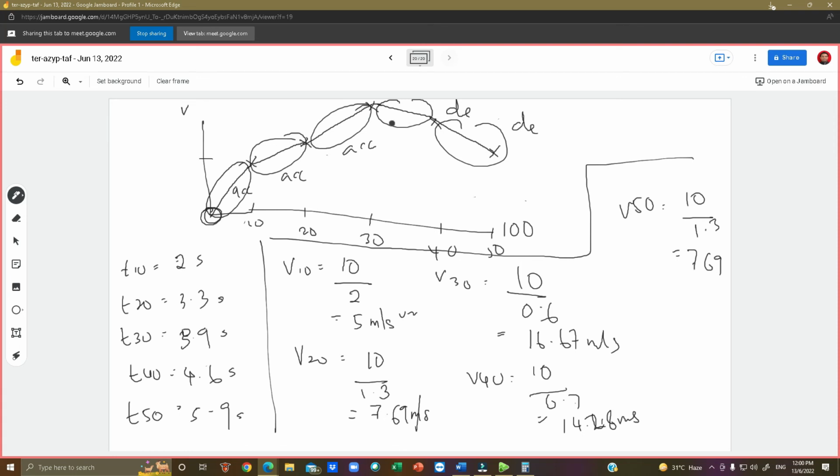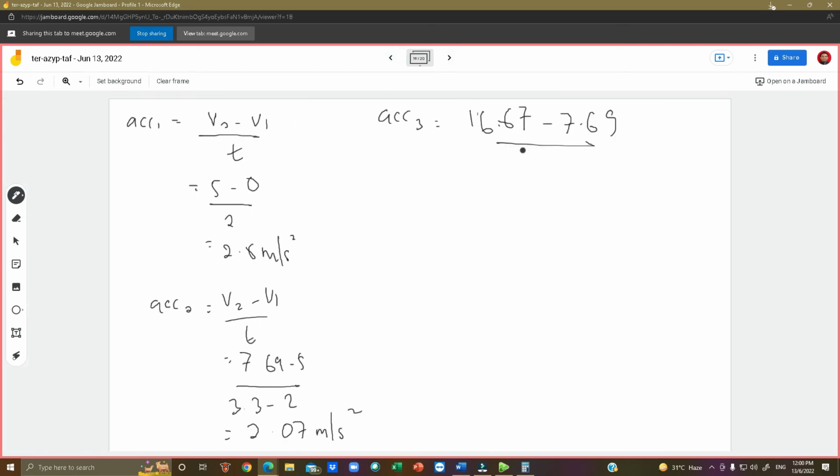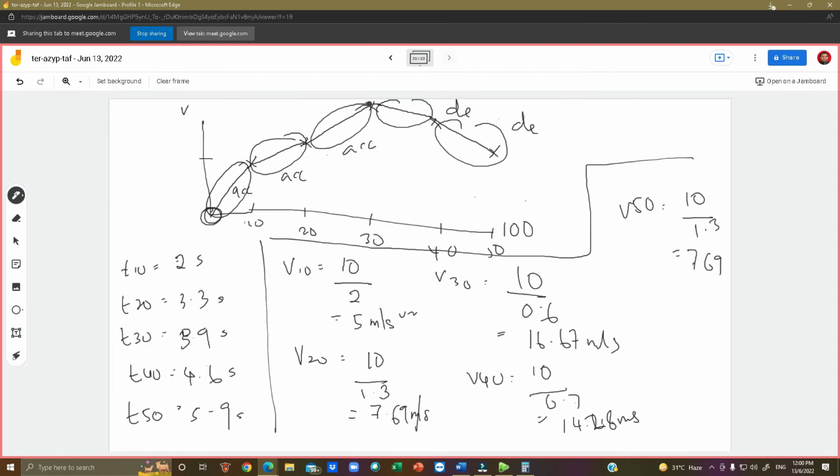3.9, 3.3, 0.6. Okay, berapa dapat? 14.97. 14.97 meter per second square. And we go to acceleration number 4. Ni. So, acceleration number 4 is 14.28 minus 16.67.